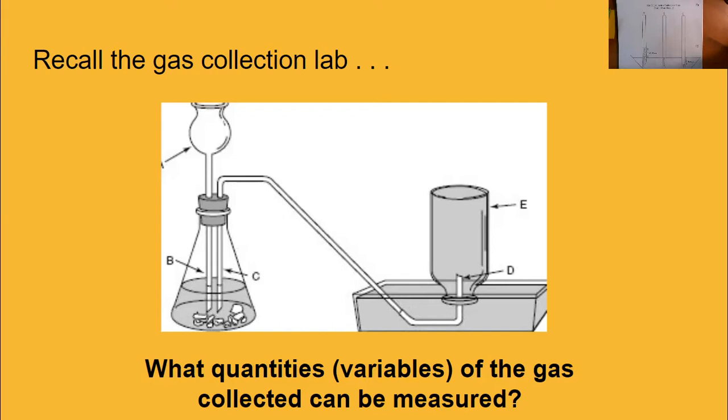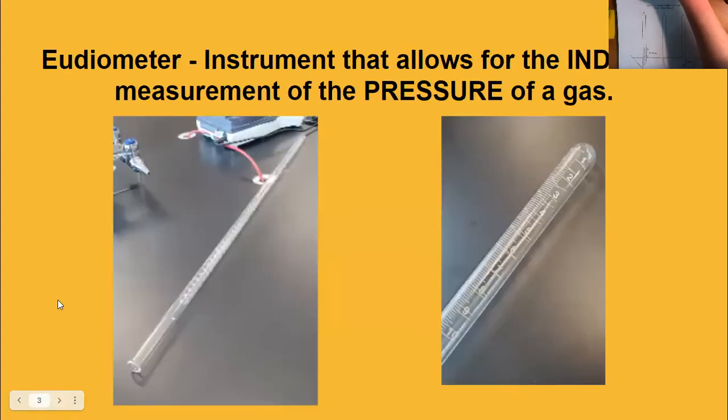That's what a eudiometer or a gas collecting tube allows us to do. I will just refer to these as eudiometers from this point. A eudiometer is pictured here. You can imagine, the left photograph shows one of our eudiometers laying on a lab bench. And it's hard to get the perspective. It's like a very long test tube.